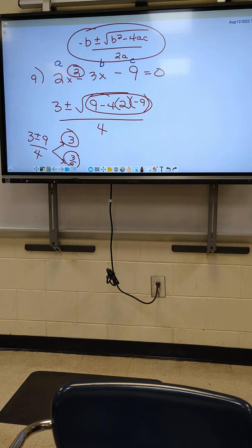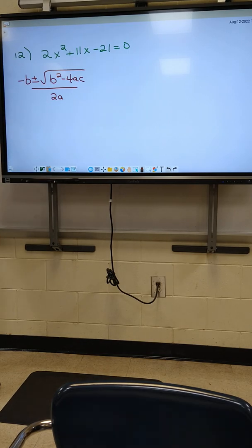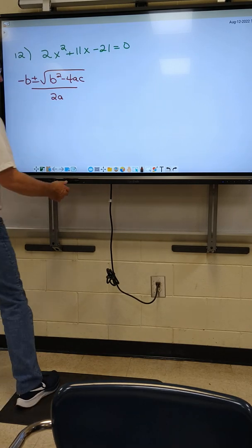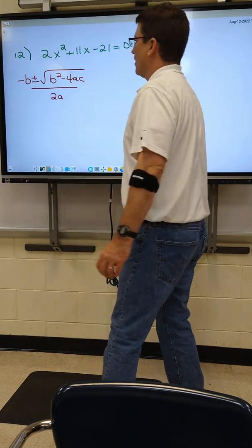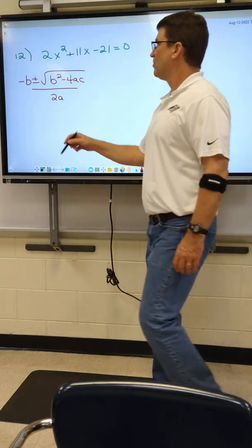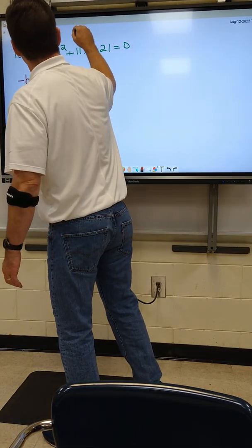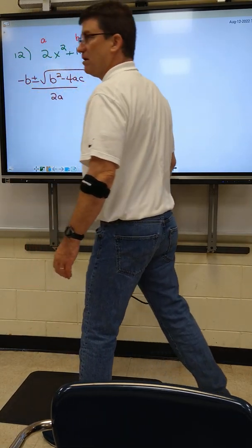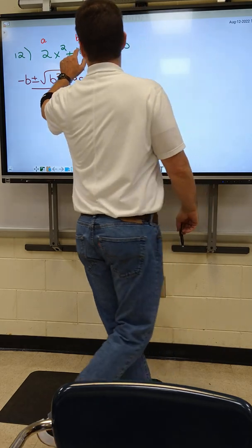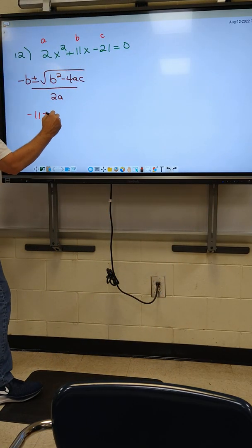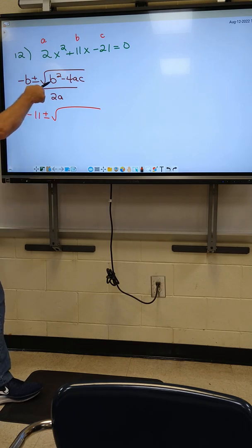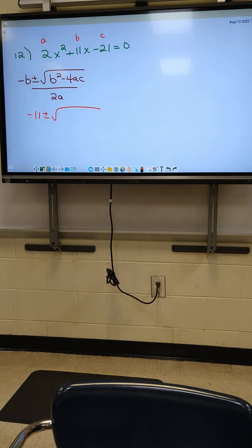That'd be tricky. All right, well, I'll slow down here. I'm going to do 12. All right, so let's set 12 up. Remember, they're in order, guys. It's A, B, C. So we have to plug 11 in right here. That's going to make it negative 11. Now we have to square it. What's 11 squared? 121.